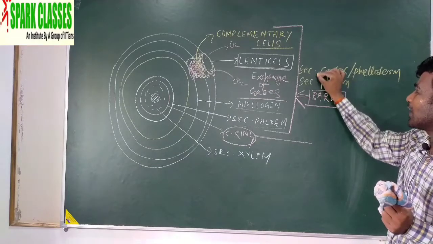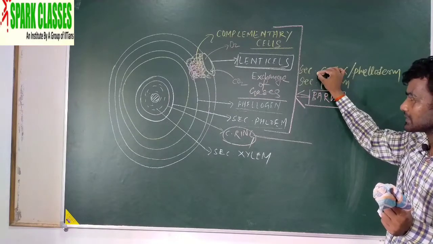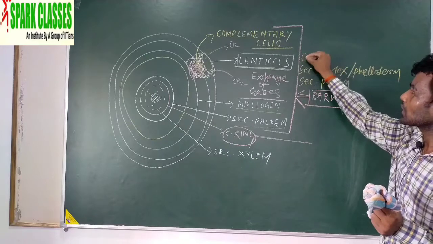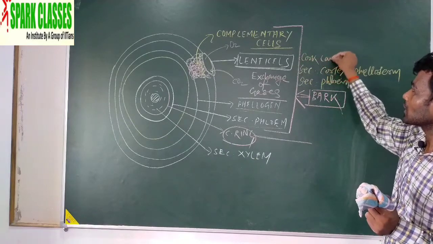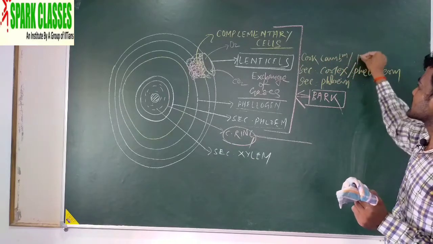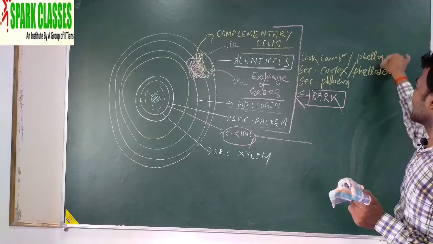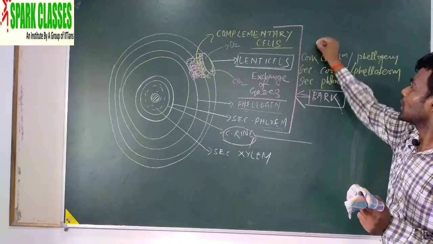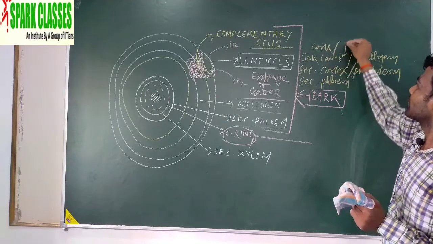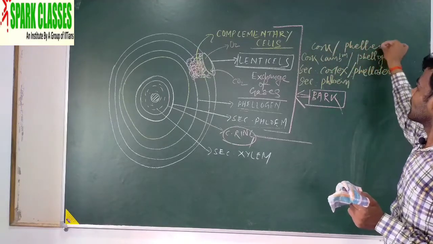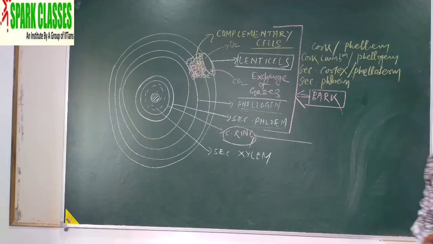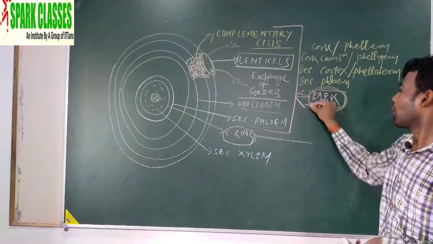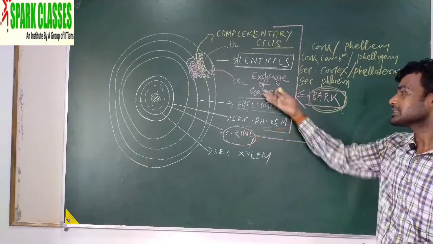Secondary phloem, then outer to the secondary phloem is the secondary cortex, then the cork cambium will come. Cork cambium is also called phellogen, then the outermost layer is called phellem or cork. Cork or phellem. So these are the things included in bark. Simply remember, bark is all the tissues present exterior to the cambial ring.